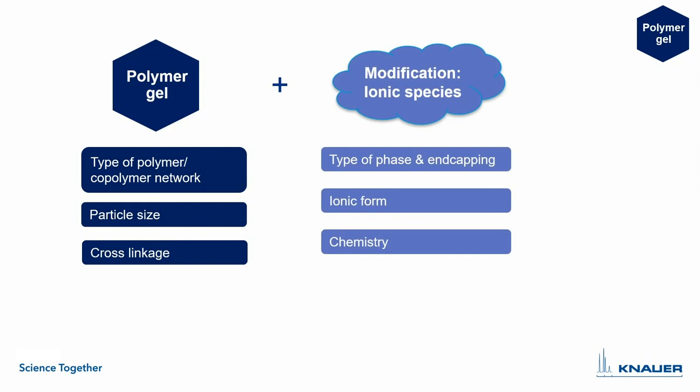But again, also here you bring something on the base material of the polymer. So you also put a type of phase on it and maybe also an end capping. You have for these ligand exchange ion exclusion columns different ionic forms and different chemistries you can bring on the surface. So this is again something you have to regard. All of these points make in the end the selectivity of your columns.